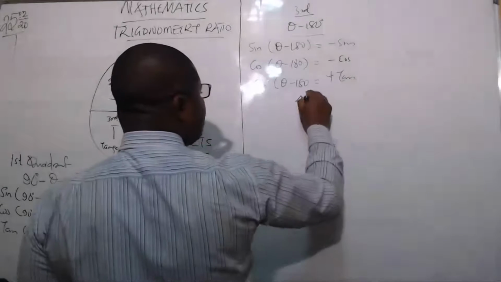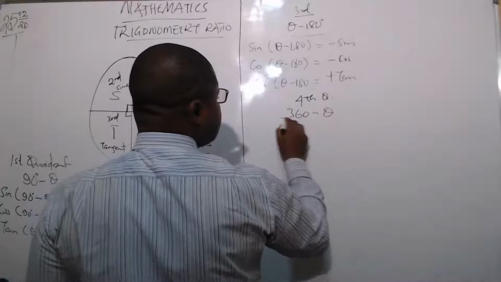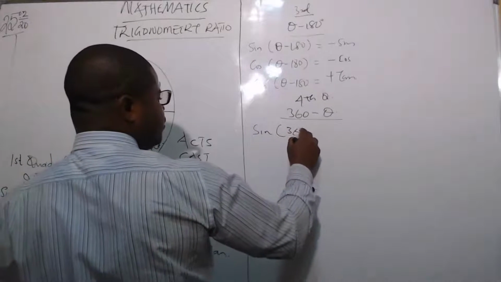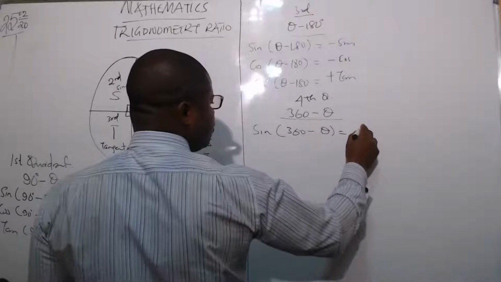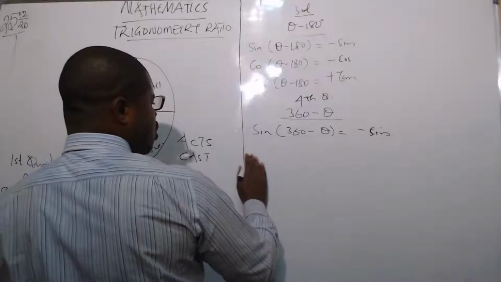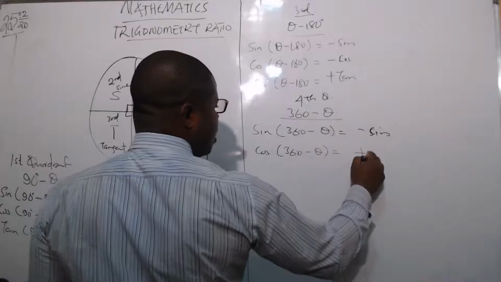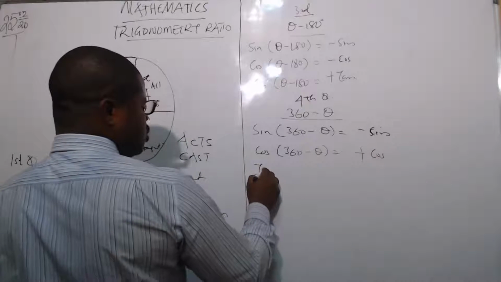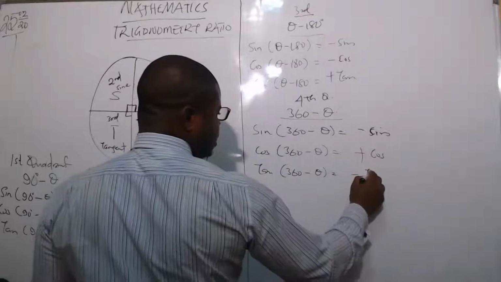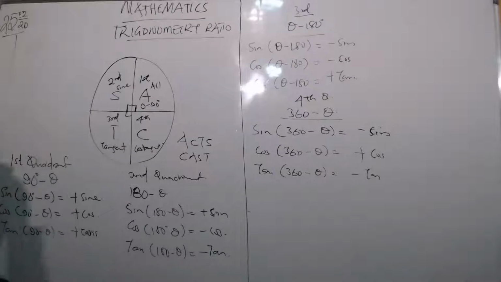Now, the last one, the fourth quadrant, we have 360 minus theta. Then only cos is positive. We have sine of 360 minus theta. Our sine is negative. We have cos of 360 minus theta. Our cos is positive. We have tan of 360 minus theta. Our tan is negative.